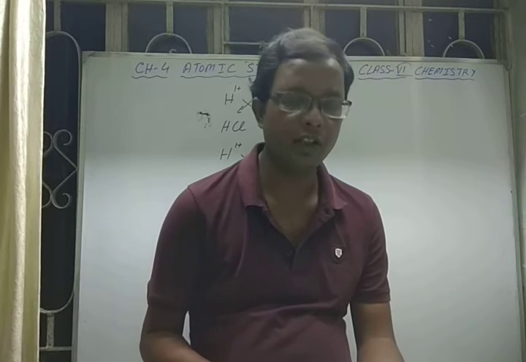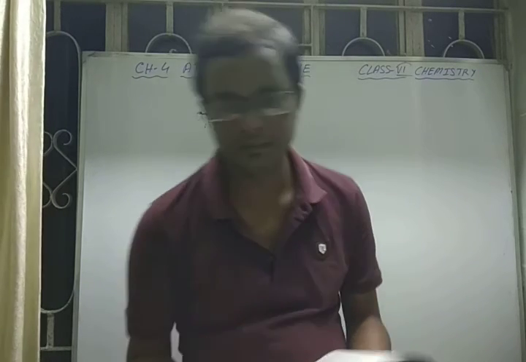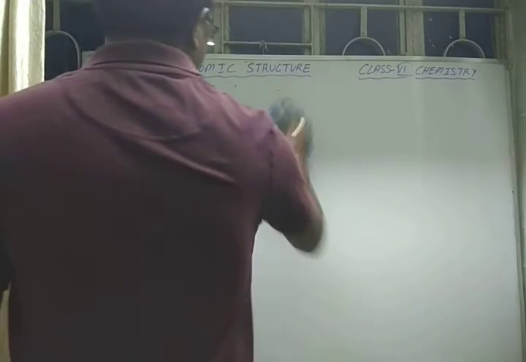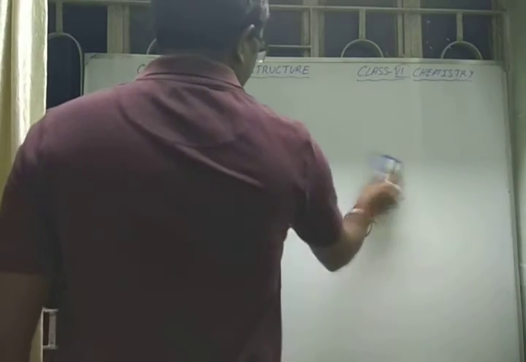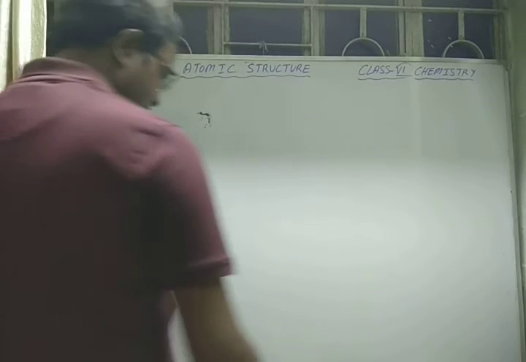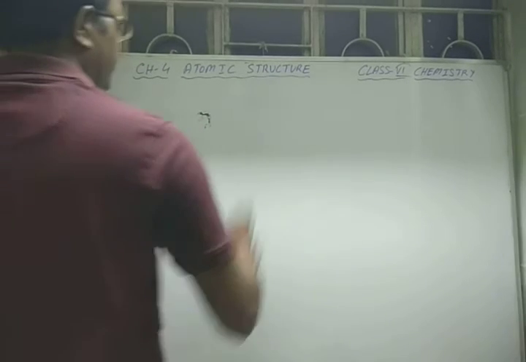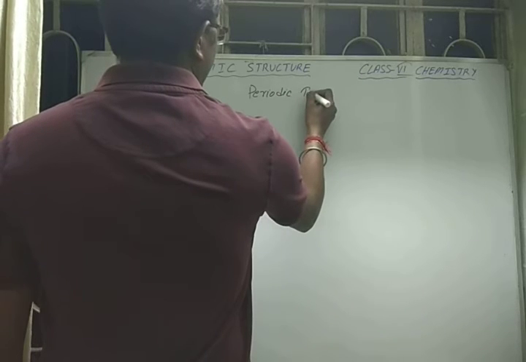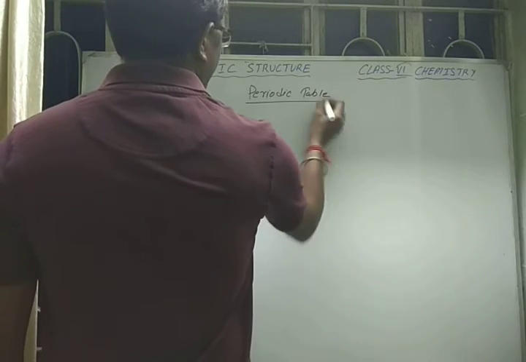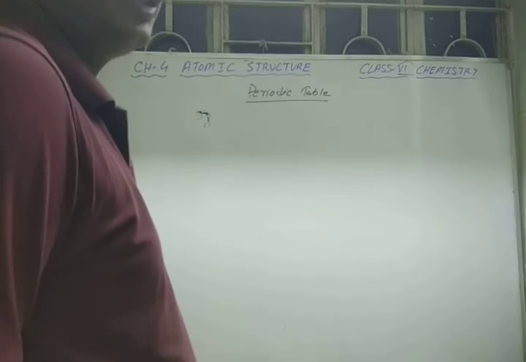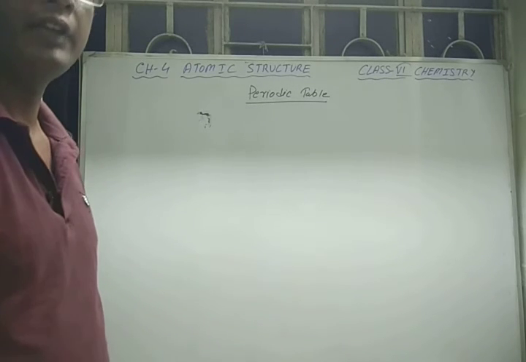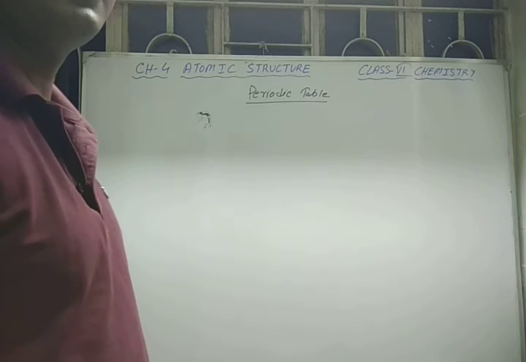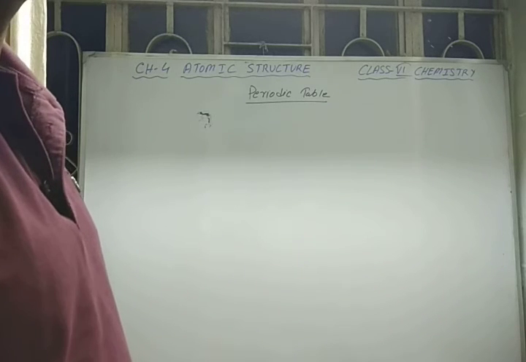The next topic is the periodic table. Very important, and I think I have given you the periodic table in the holiday homework also. All of you have made it very nicely, I have seen. What is the periodic table? The periodic table is the chart in which elements are arranged in increasing order of their atomic number in different columns and rows.